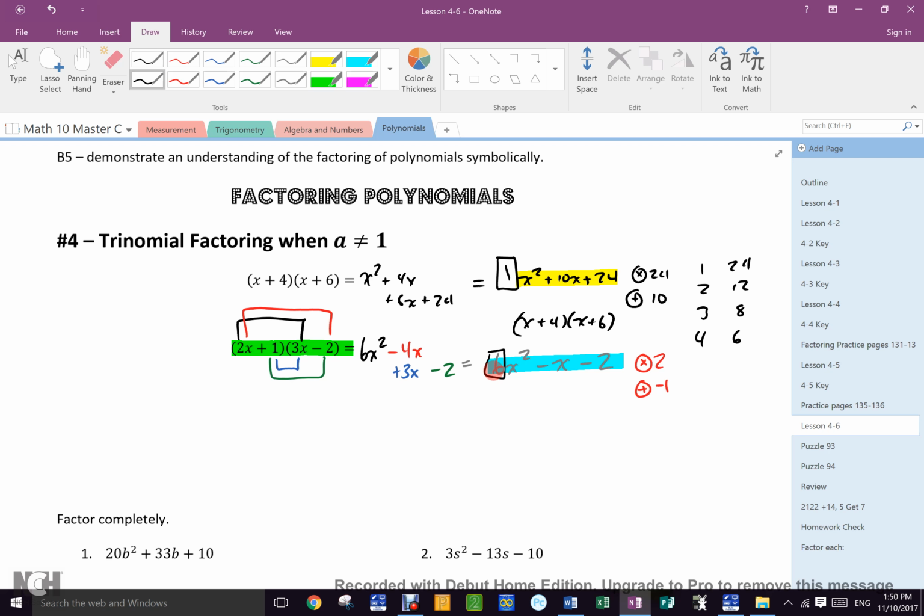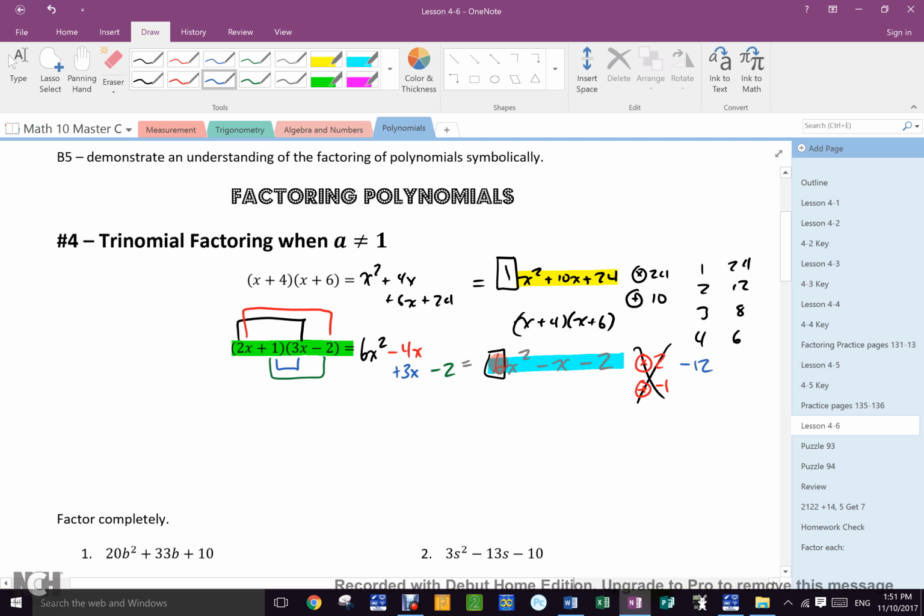Does that make sense to everyone? When it was 1, I needed 24. But now I need something that's 6 times bigger, right? So if that's 6 times bigger, what does that need to be? Not 2. What does it need to be? 12. Negative 12, because it's 6 times bigger.